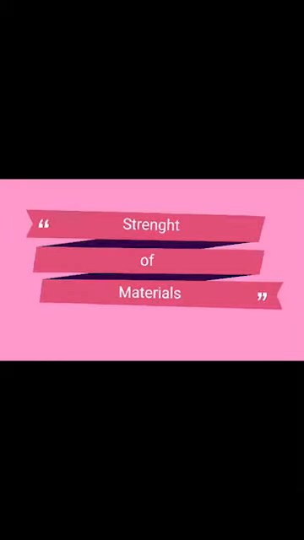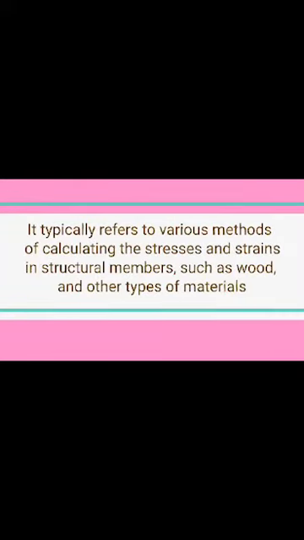Strength of materials. It typically refers to various methods of calculating the stress and strain in structural members, such as wood and other types of materials. For example, if a wooden stick is thick enough, it would be harder to break because it would require more tension and shear stress to break the wood in half. But if the wooden stick is narrow, it would be easy to break because of its size.